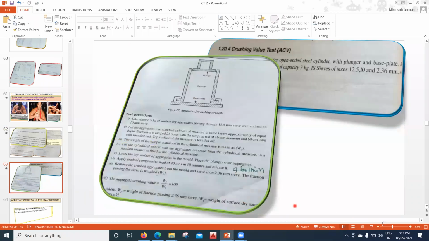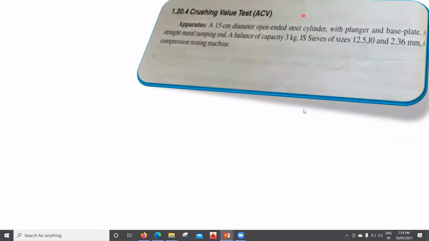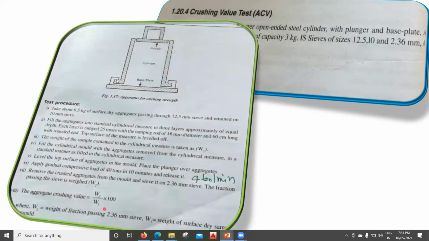And the last thing is that if you want to put it in a better way, instead of writing a long explanation, you can follow this: for the aggregate crushing value test, this is the apparatus, and you can write this procedure as well. You can try to draw this diagram: this is a plunger, this is a cylinder, this is a base plate, and a compressive load will be put on it. The main important thing to focus on is to write this: apply a gradual compressive load of 40 tons in 10 minutes and release it.